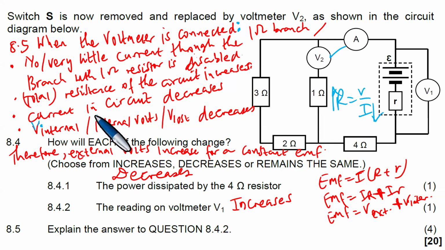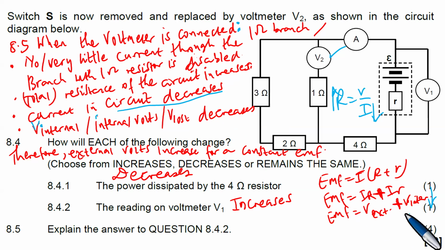V internal, or the lost volts, decreases. Okay, so if we say that the total resistance increases, the current in the circuit decreases. So this is very interesting. The V internal, or the lost volts, decreases.